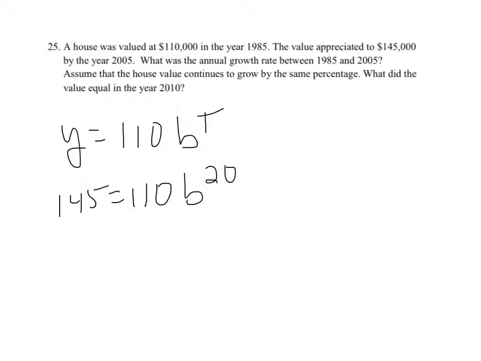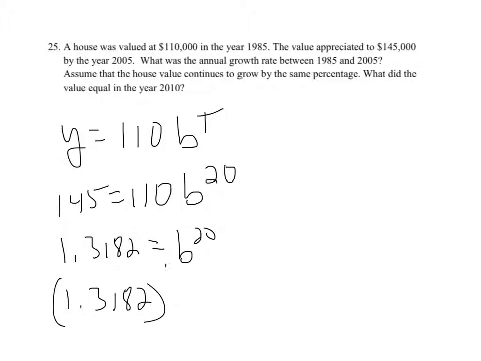Divide by 110 gives us what? So I'm getting 1.3182. And then I'm going to take the 20th root. That's giving me 1.0139-ish. Okay. Feels like I've done this problem just this week, but anyways.